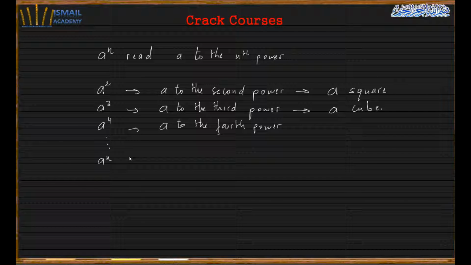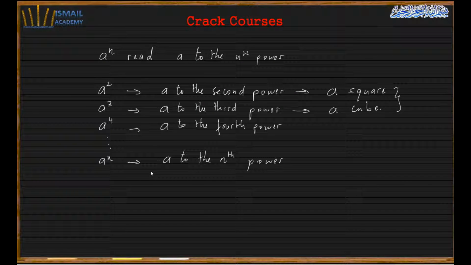If I have a^n, like a to the 5th, 6th, 7th, and so on, just say a to the nth power, like 5th, 6th, and so on. Only those two have special reading, but for the rest we read them the same way: 5th, 6th, 7th, and so on. I'll talk about some power properties.